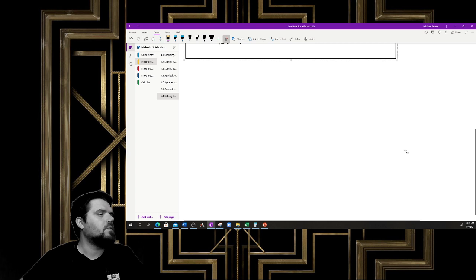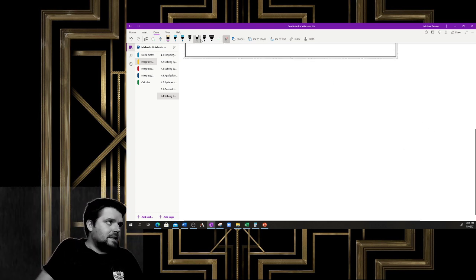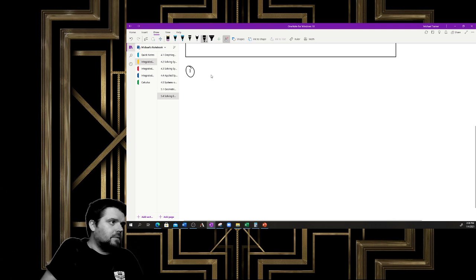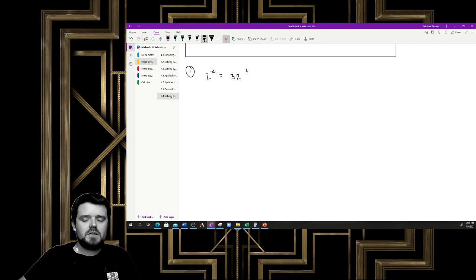Again, the goal is to rewrite it so that the base is the same. So if I had a problem, let's say 2 to the x equals 32, the goal is to rewrite the right side so that I have 2 to some power. Now, some people can do the math mentally. Some can't. That's fine.